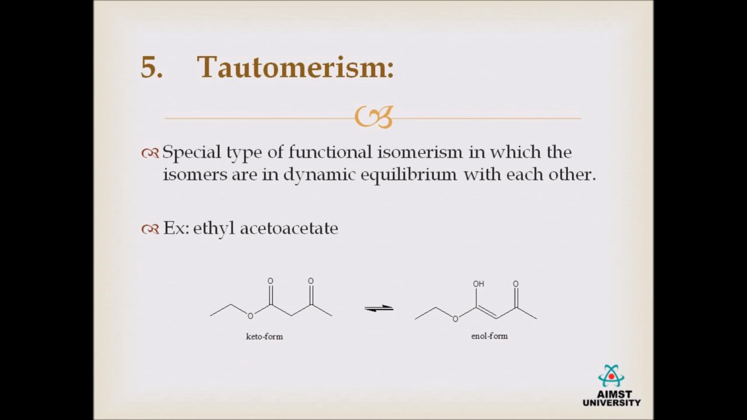The last type of structural isomerism is tautomerism. A special type of functional isomerism in which the isomers are in dynamic equilibrium with each other. Example, ethyl acetoacetate. It can exist in two forms, that is keto form and enol form. They are always in equilibrium with each other.